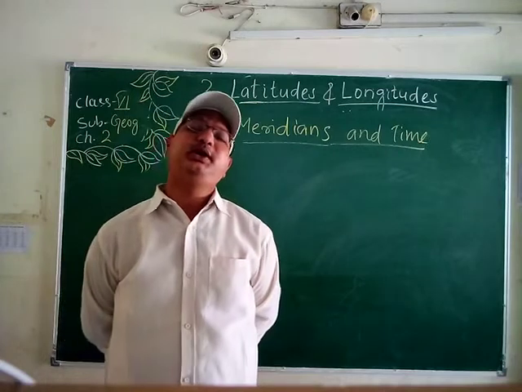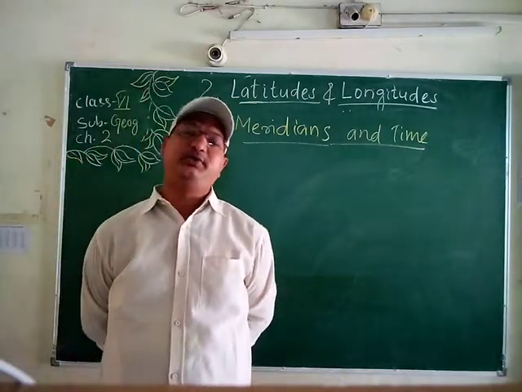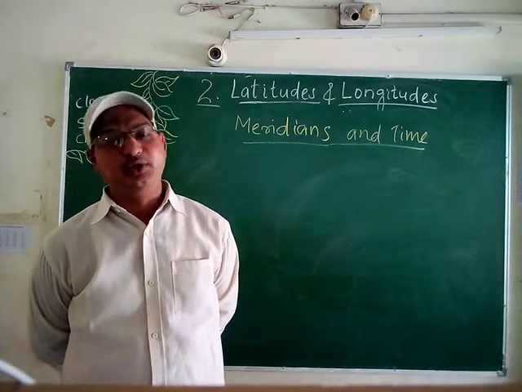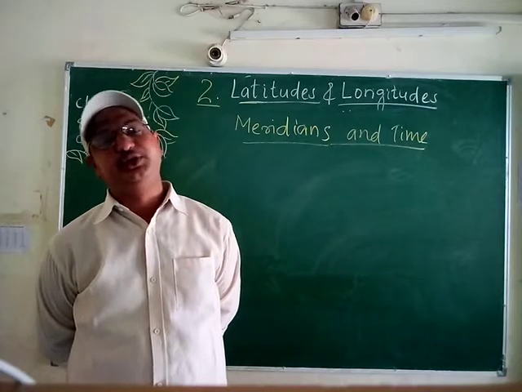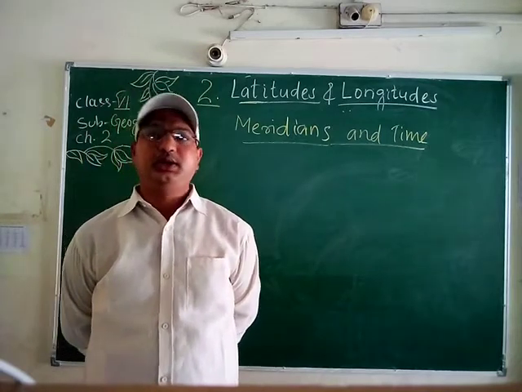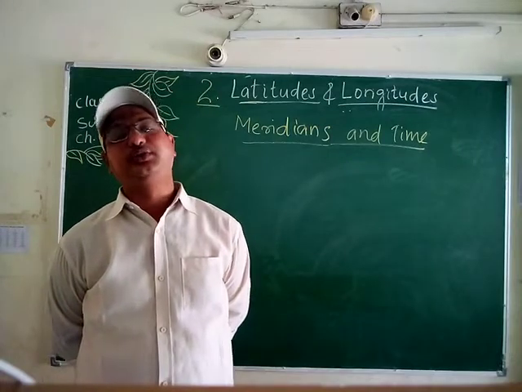Meridians are drawn at a distance of 15 degrees each. There is a difference of 1 hour after every 15 degrees of longitude. This means each degree of longitude takes 4 minutes of movement. The time remains the same from north to south of a longitude.